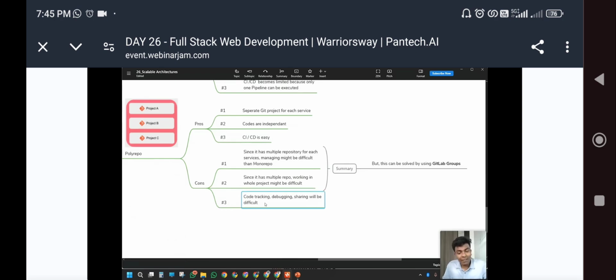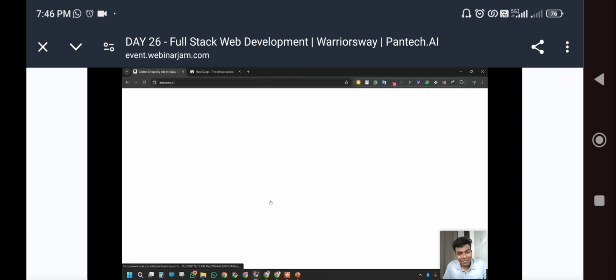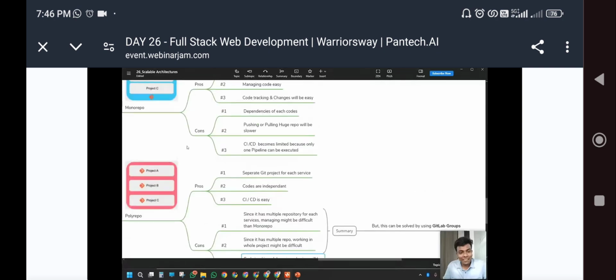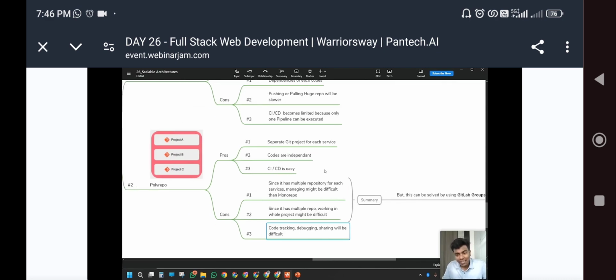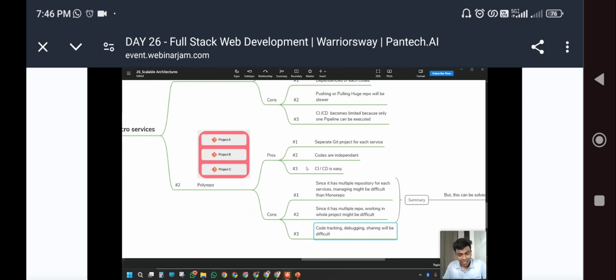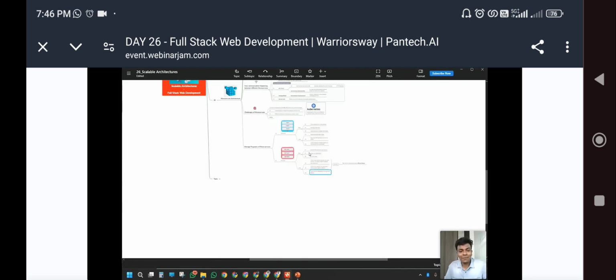Another very important disadvantage is that code tracking, debugging, and sharing will be difficult, of course, right? Just imagine if it is a single unit like a monorepo, it can be easily shared, easily debugged, tracked, and maintained. But here maintenance might be a little bit harder, because code tracking, debugging, and sharing should be done for every individual repository. So that's the very important thing, guys.